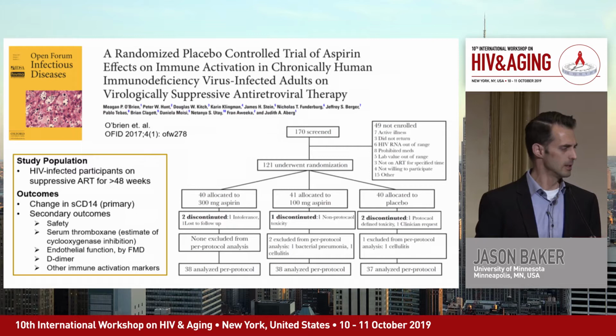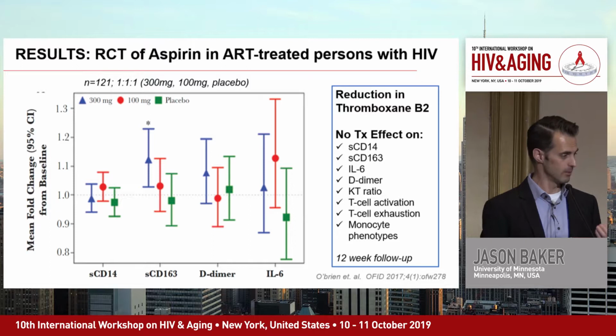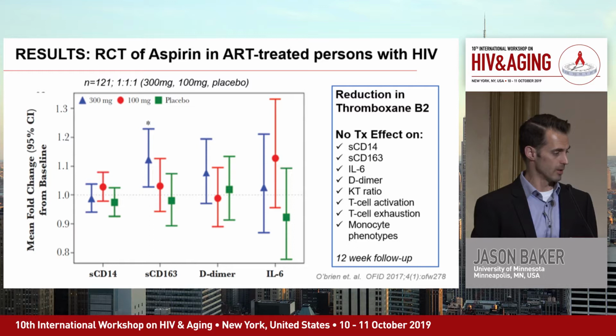Largely otherwise healthy HIV-positive patients that were suppressed. They did show reduction in thromboxane B2, which shows they were getting the aspirin, which is good, but no impact on their primary endpoint, soluble CD14, as well as other monocyte or inflammatory immune activation markers.